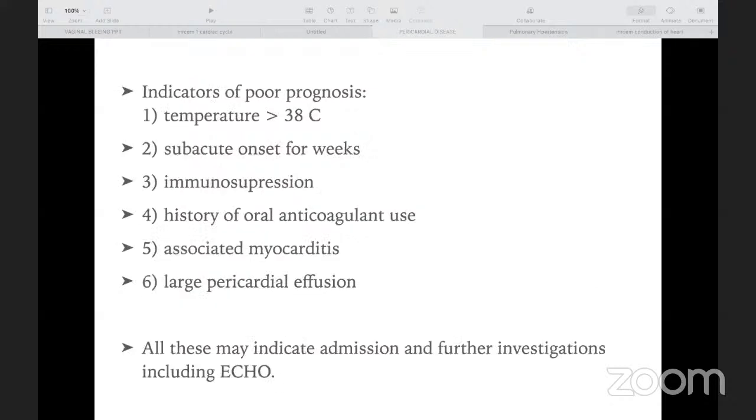The indicators of poor prognosis: temperature more than 38 degrees Celsius, subacute onset over weeks, immunosuppression in the patient, history of oral anticoagulant use, associated myocarditis, and large pericardial effusion. So all these may indicate admission for investigation, including echocardiography. And that's about acute pericarditis.